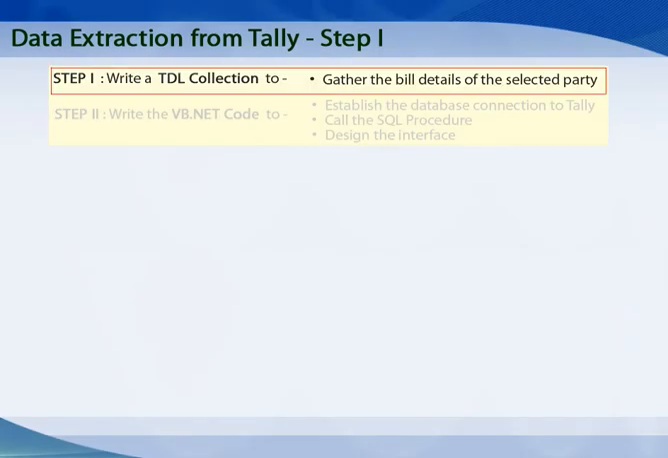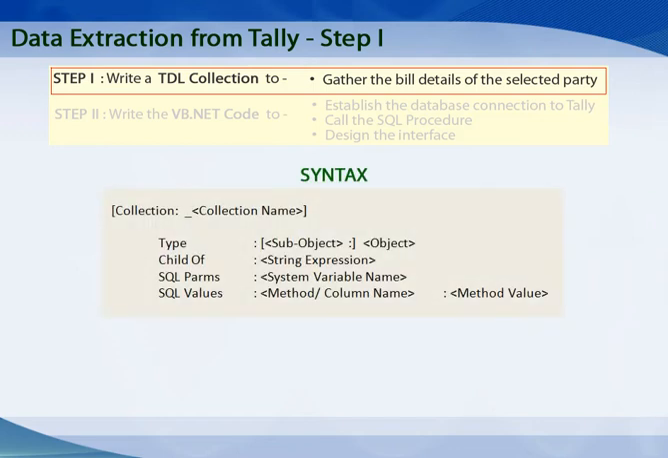The first step is to write a TDL collection to gather all the required bill details pertaining to the party specified in the third-party application. The syntax for writing the collection to be exposed as an SQL procedure is as follows. The collection attribute SQL params gets the parameter from the external source, and SQL values sets the appropriate values to the columns in the table being returned.